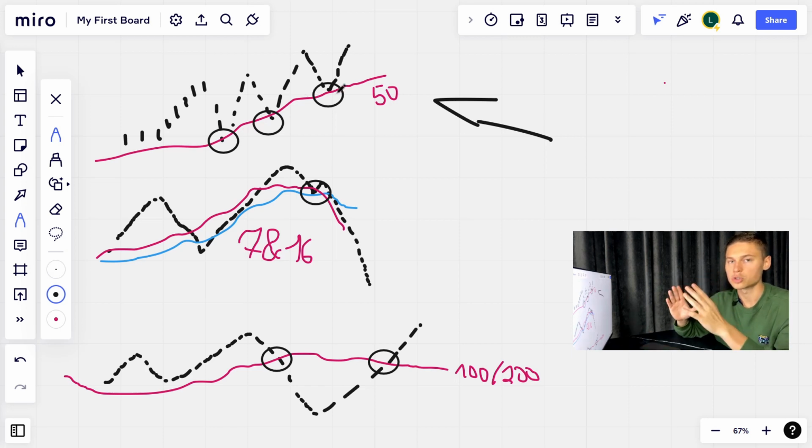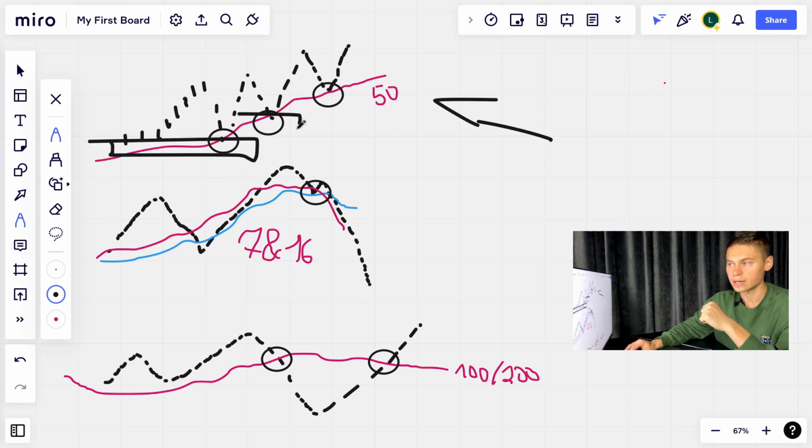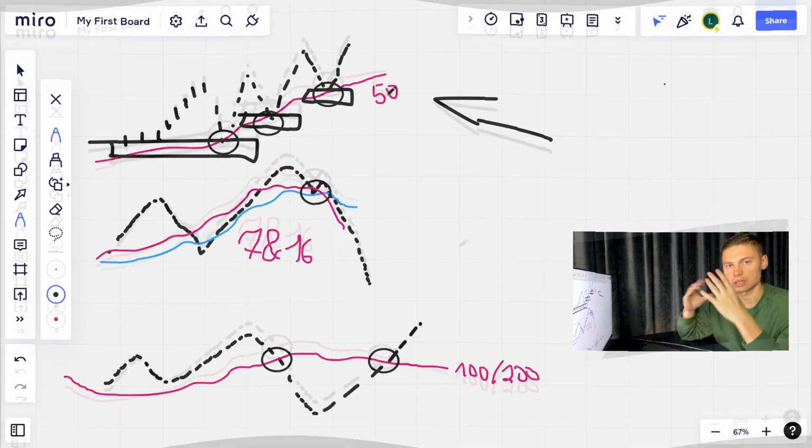So what you can do is combine it with other tools like traditional support and resistance levels, or market structure levels, or anything that you can use in your strategy. Combine it with the EMA of input of 50, and then you will have a strong confluence that it is a strong level that you can use to enter into the markets.